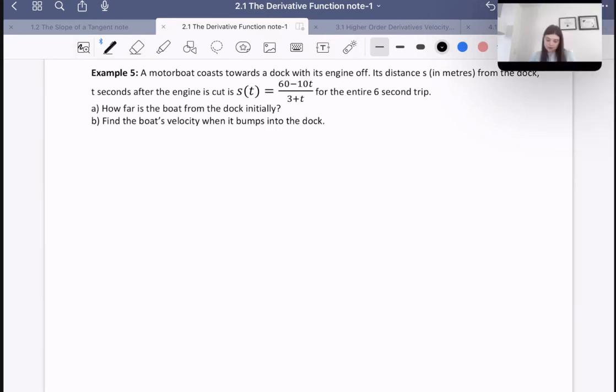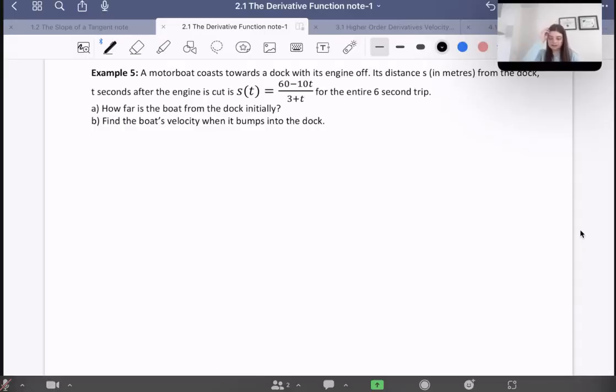All right, let's go ahead and read this one. It says a motorboat coasts towards a dock with its engine off. Its distance s in meters from the dock, t seconds after the engine is cut, is represented by this equation for the entire 6-second trip. How far is the boat from the dock initially? And find the boat's velocity when it bumps into the dock.